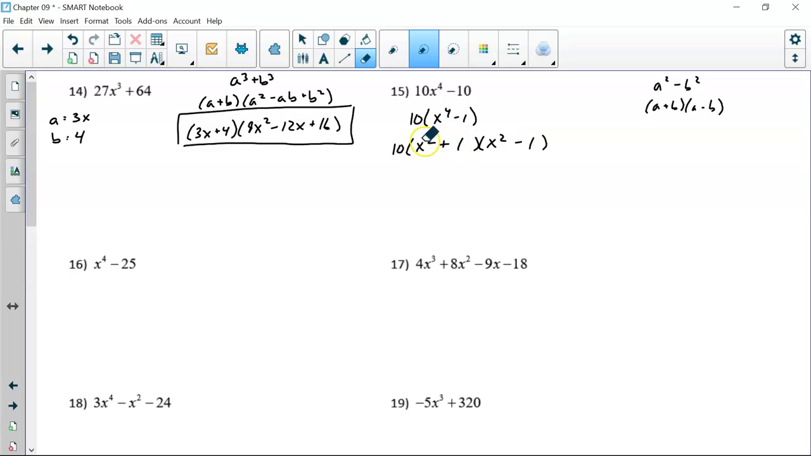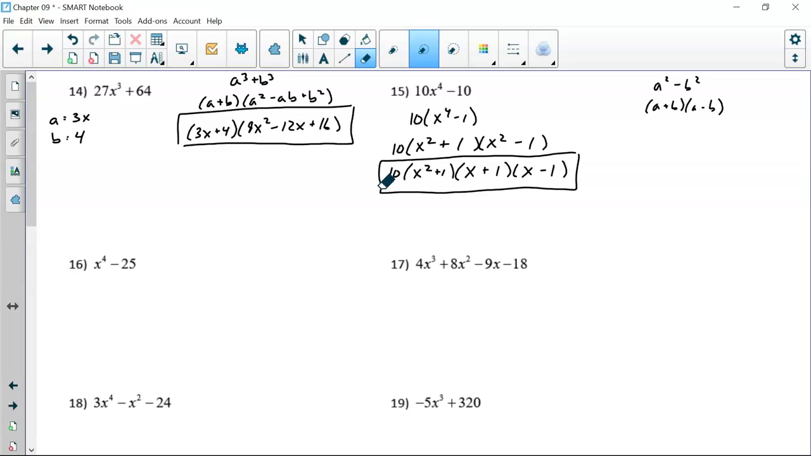Now, I can't do anything with x squared plus 1, but x squared minus 1 can be factored again. That's, once again, a squared minus b squared form. The square root of x squared is x. The square root of 1 is 1, and we just put our plus and our minus, and that will finish up the factoring of that polynomial.